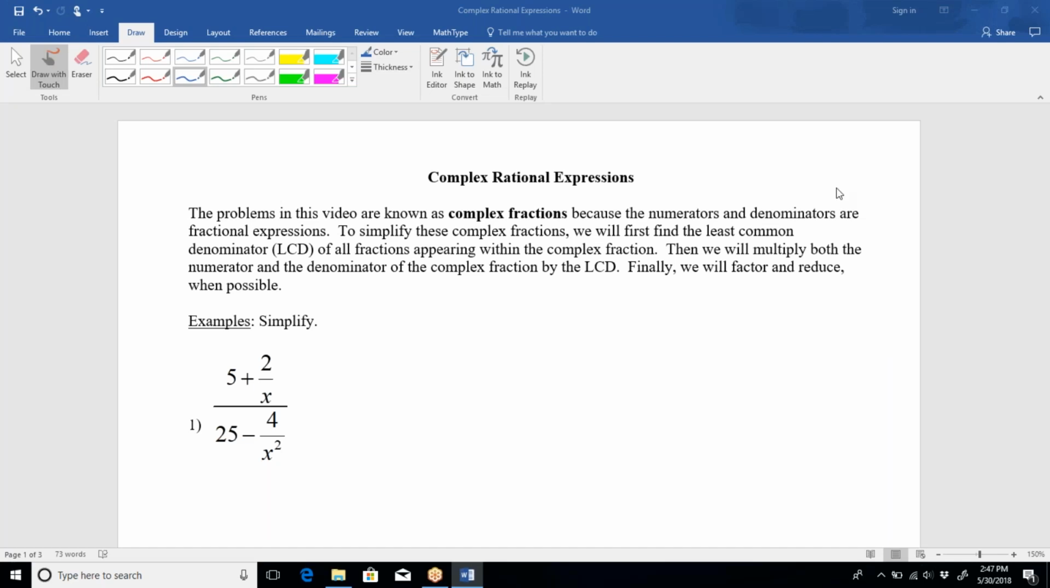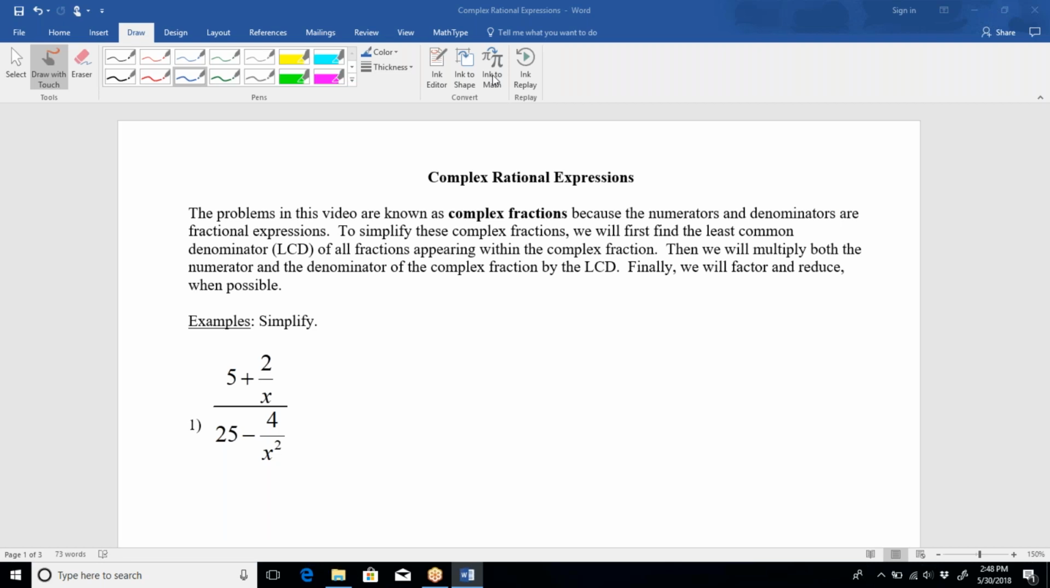All right, in this video, we are going to look at complex rational expressions. Complex fractions are fractions where the numerator and/or denominator contain fractions. And up here in this paragraph, it talks about how we're going to simplify these.